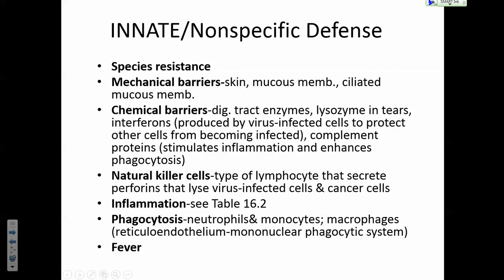In your tears, you have an enzyme that fights bacteria. Not one kind of bacteria, lots of bacteria, to help prevent bacterial infections of the eye. It's called lysozyme. It's in your tears. You have chemicals produced by cells that are infected by a viral particle, and these chemicals are called interferons, and they prevent another one of your cells from being infected by viruses.